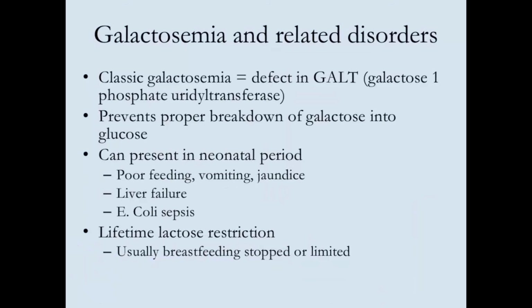Galactosemia is a very common disorder that's tested for on newborn screens, and you'll often get a lot of false positives. The classic galactosemia is a defect in the galactose-1-phosphate uridyl transferase, otherwise known as GALT enzyme. This enzyme, when it's not functioning, prevents the proper breakdown of galactose into glucose, and I have a figure in a couple slides. So the labs that you'll be looking at are a low GALT level, so a low enzyme level, and an elevated Gal1P, which is the precursor, so the traffic backing up into the tunnel.